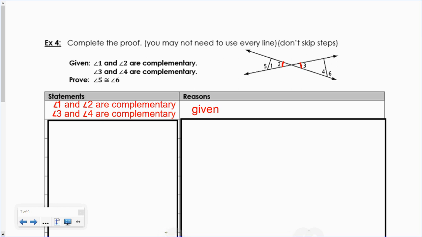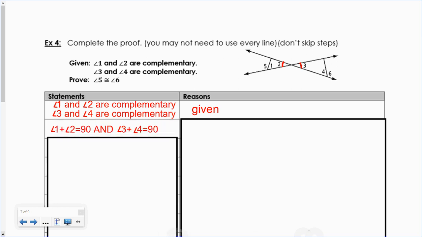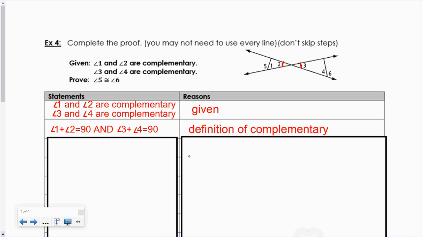Now you guys are going to tell me what you can conclude. What can you conclude from that? You know they're complementary, so they sum to 90. So my next step is going to be my conclusion. I know that angle 1 plus angle 2 equals 90, and angle 3 plus angle 4 is equal to 90. I know that because of? That's the definition of complementary.